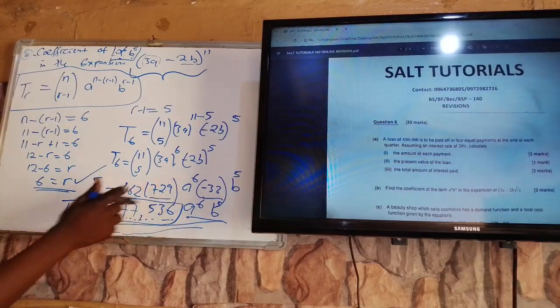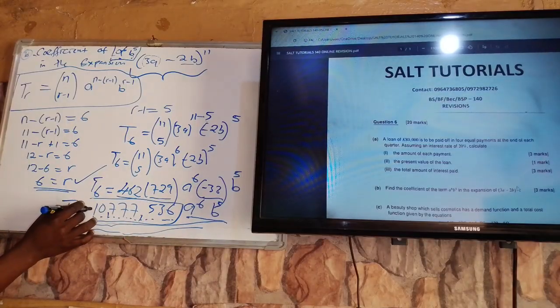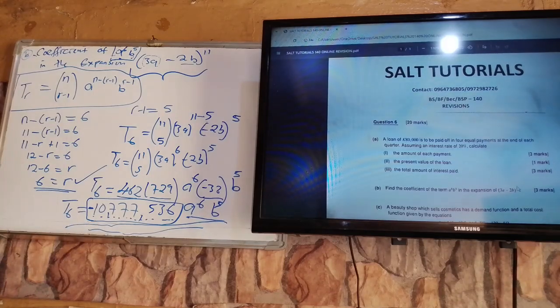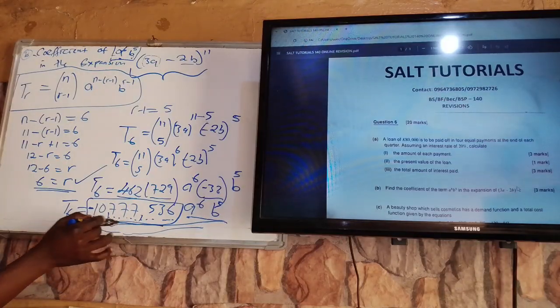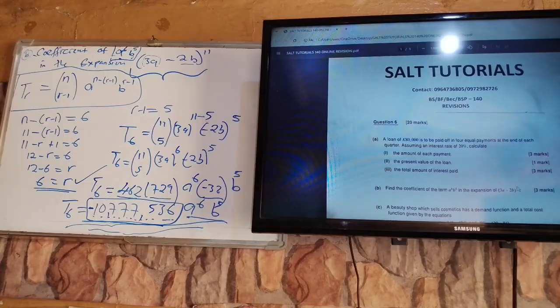That actually is a negative, so it means the outcome here will be negative too. So this is what we are going to have. So the coefficient is this number here, as simple as that. We are okay.